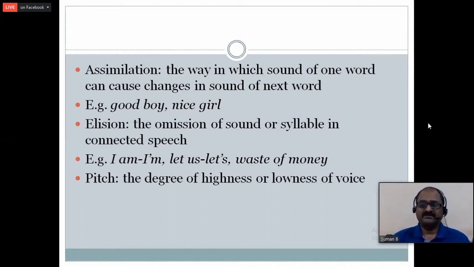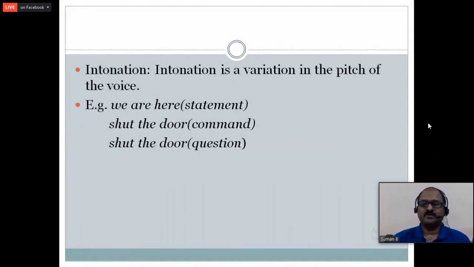"Waste of money." If you pronounce "of" separately, you say "of," the f is felt. But in connected speech, when you pronounce this expression, you say "waste of money, waste a money." The "of" becomes "a." Next, pitch. Pitch refers to the degree of highness or lowness in a voice. So all these aspects make spoken English different.